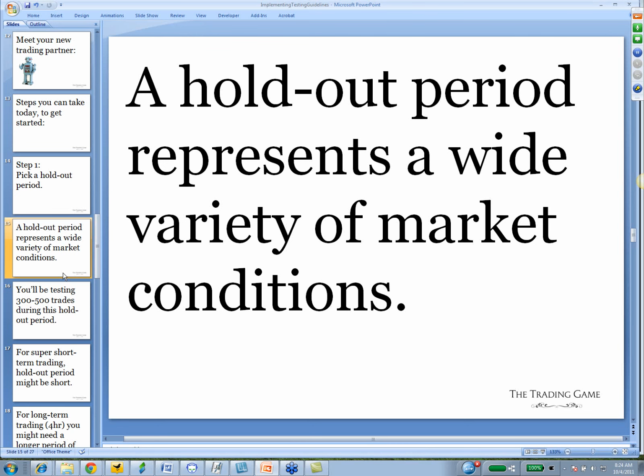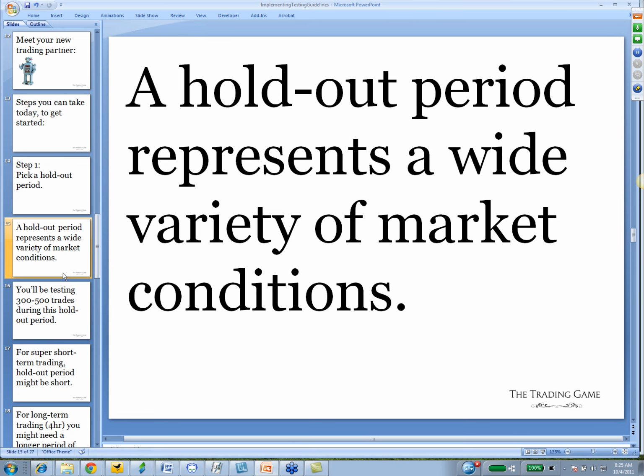Those market conditions are created by volume, volatility, trending, ranging, economic releases. You might choose a holdout period that is rich in economic releases that surprised the market. Non-farm payroll reports that surprised, went outside of expectations on the downside or on the upside. A holdout period is simply designed to give you a good representation of the market.